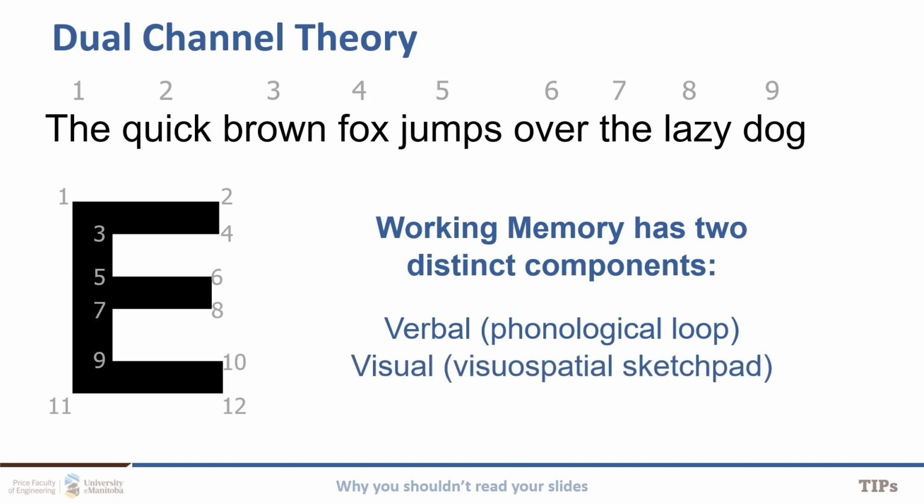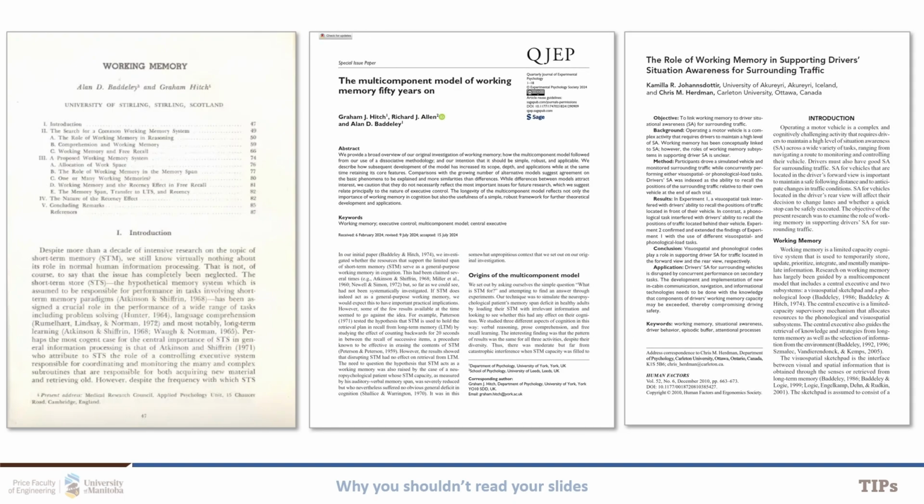In addition, there is the visual or visual-spatial sketchpad, which is used for images. So when you counted the corners, you could imagine the letter in your visual memory and count in your verbal memory. These ideas were first presented by Baddeley and Hitch in 1972, and they continue to be refined.